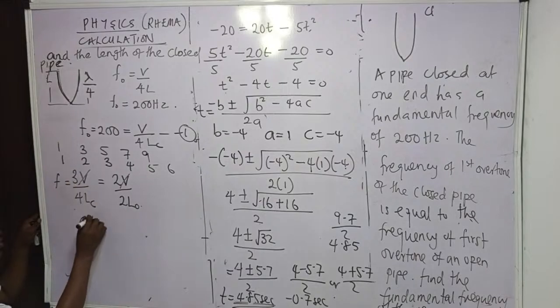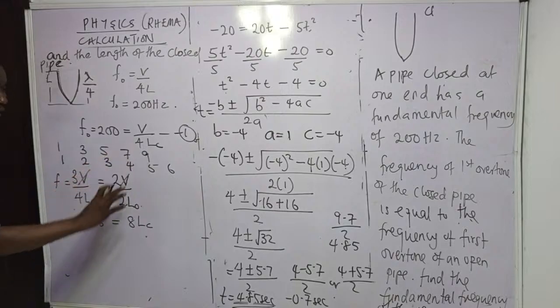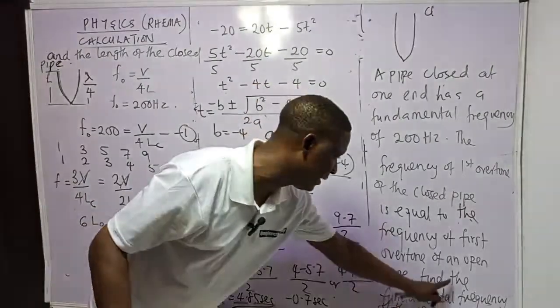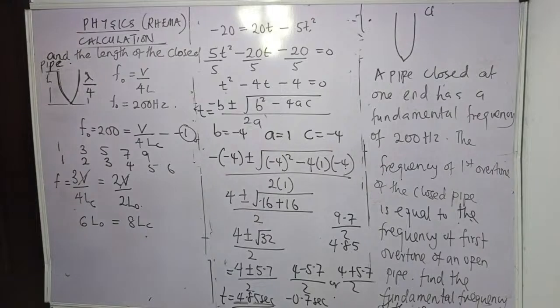This times is what? 6 what? L open equal to 8L close. Is not true? Now, look at the board though. Now, what do we do now? We have got it down. Now they say, find the fundamental frequency of the open pipe.